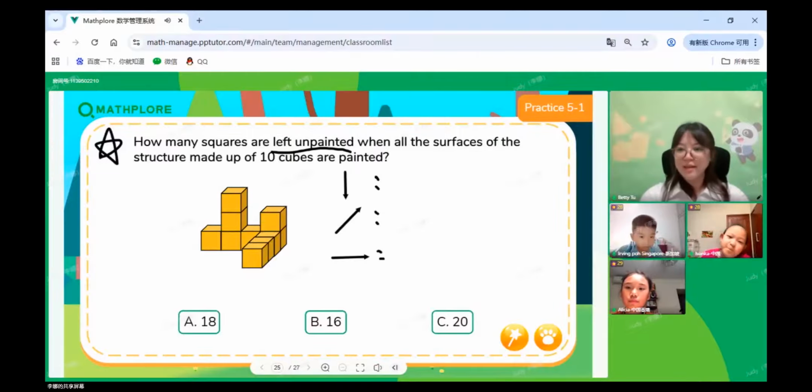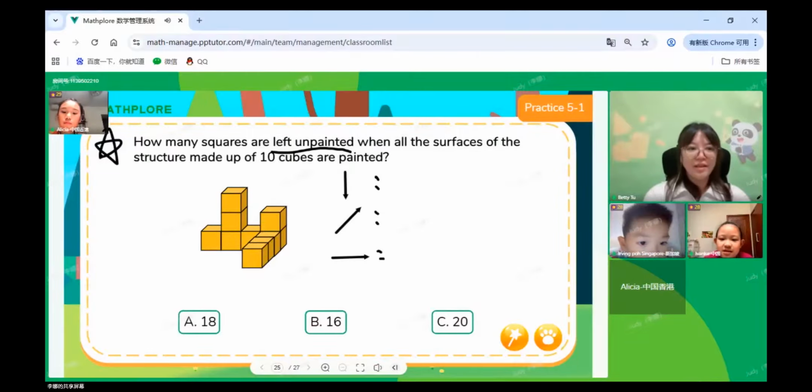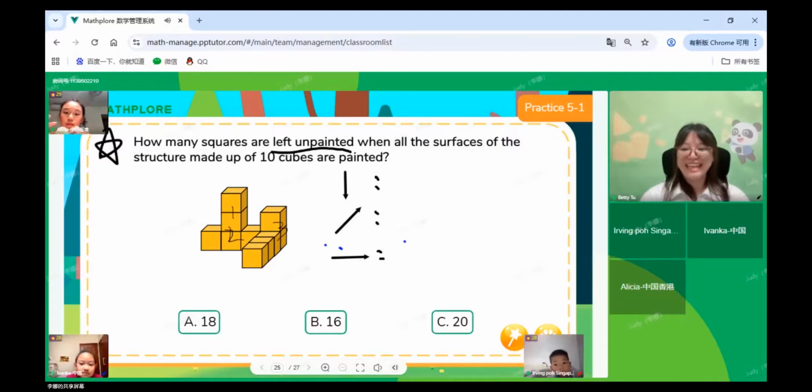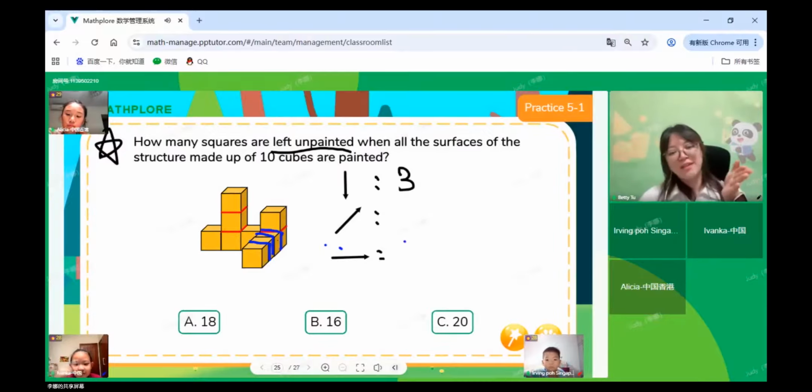Okay, Alicia, up to down, how many joints are there? 3. Can you mark it? 3 joints. Good. Ivanka, mark from front to back. How many joints are there? Okay, Arvin, good, 3. 1, 2. Arvin, can you mark from left to right?